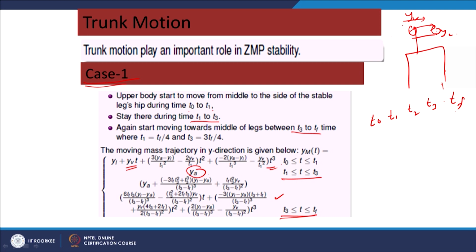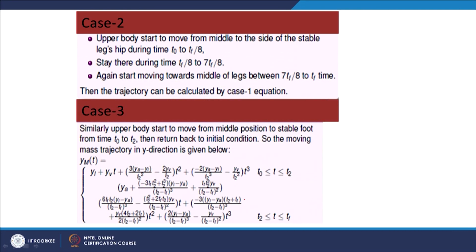When it comes back again, it should be with the same velocity in the opposite direction. So, the velocity at Tf, the final position, is minus y suffix v, as it has started with y suffix v at time T0, it comes back with the same velocity, minus yv, at Tf. So, using this we can derive the polynomial of degree 3.